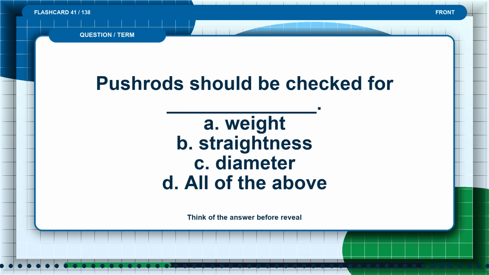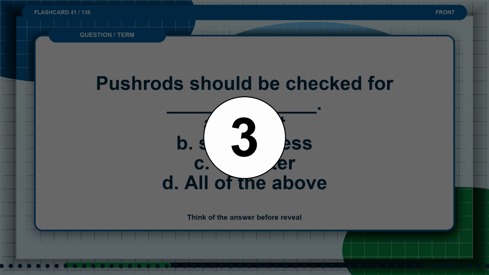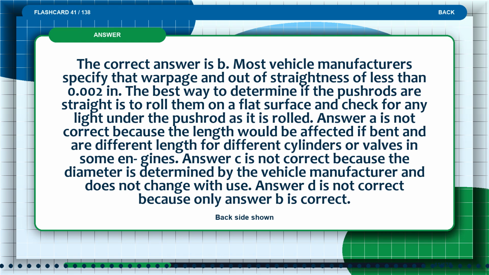Flashcard 41. Pushrods should be checked for: A, weight. B, straightness. C, diameter. D, all of the above. Pause and think of the answer before the reveal. The correct answer is B. Most vehicle manufacturers specify warpage and out of straightness of less than 0.002 inches. The best way to determine if the pushrods are straight is to roll them on a flat surface and check for any light under the pushrod as it is rolled.